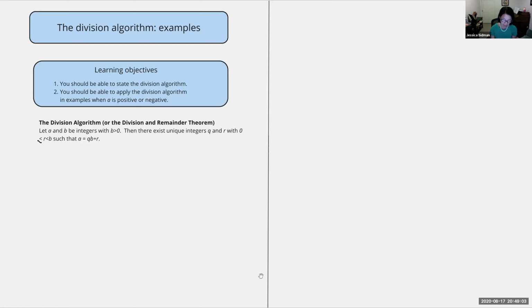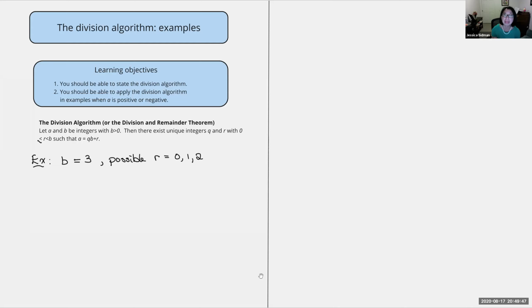Okay, so let's do some examples to see what this means in practice. So in our first example, let's pick b equals 3. If b is equal to 3, then what are the possible remainders? The possible r's are 0, 1, and 2 when I divide by b.